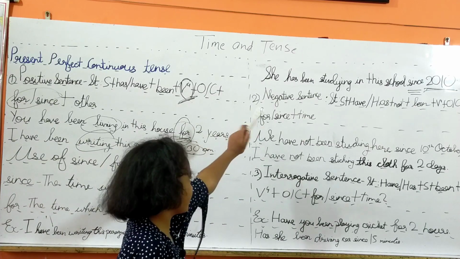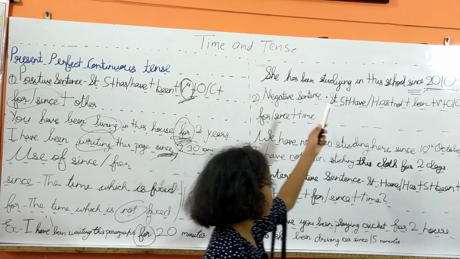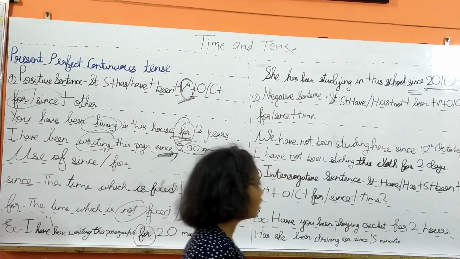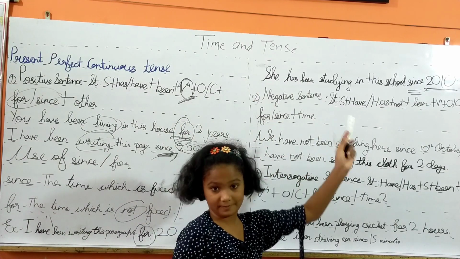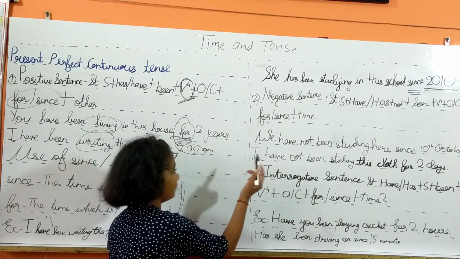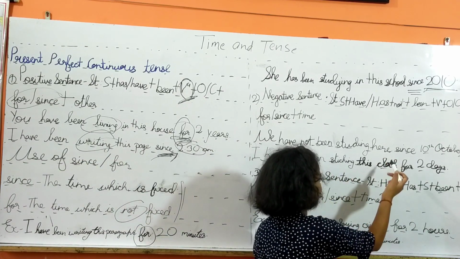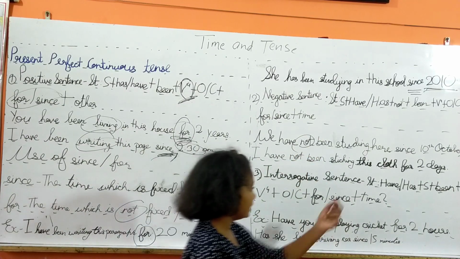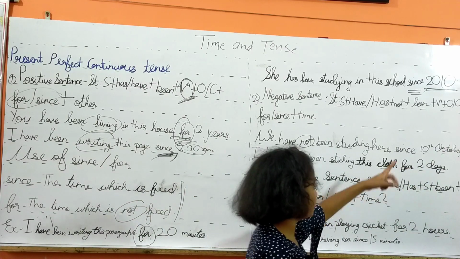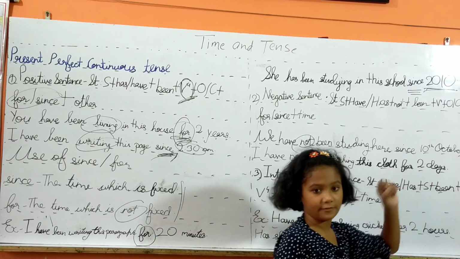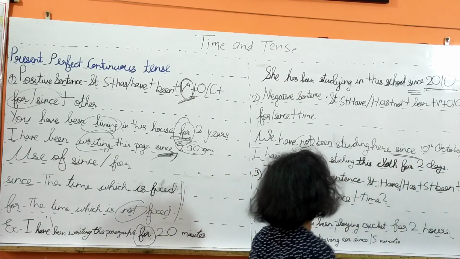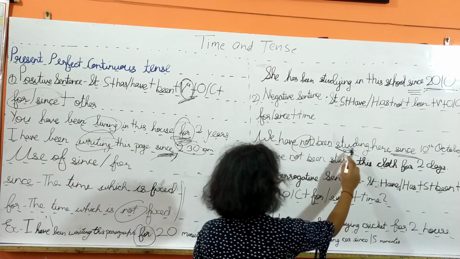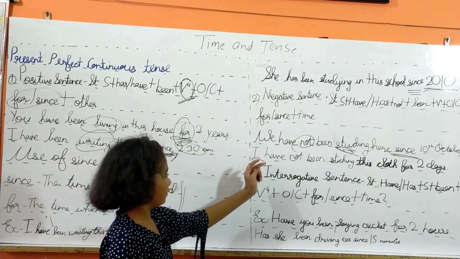The second sentence is the negative sentence. The structure is subject plus have/has plus not plus been plus V4 plus object/oblique complement plus for/since plus time. Then we will see the example. We have not been studying here since 10 October. We are using not, which means it is a negative sentence. Since 10th October, 10th October is a fixed date, so we will use since. We will not use for. And studying is the V4 form of the verb, and we will use the V4 form.